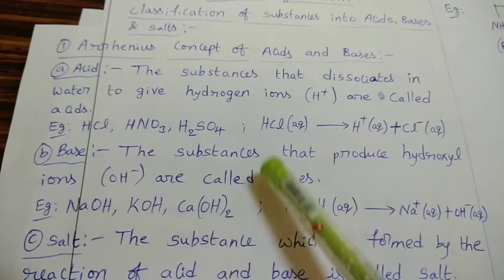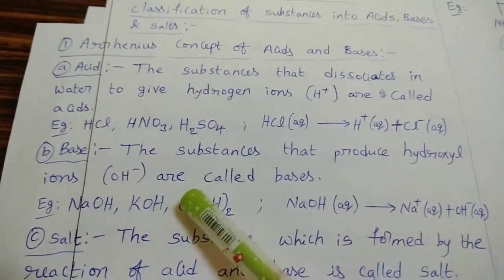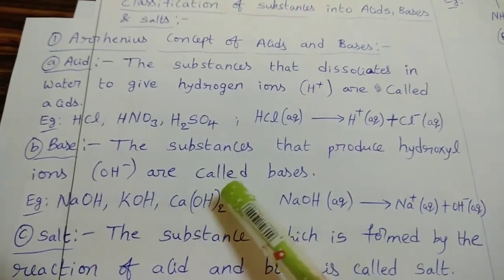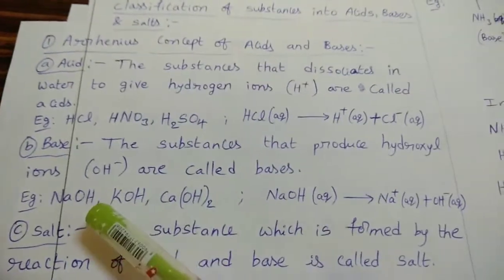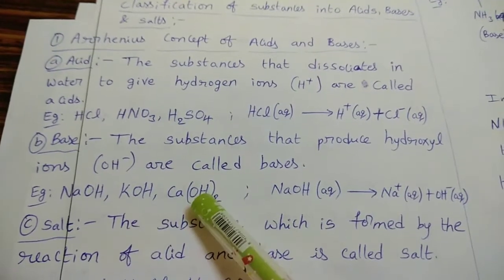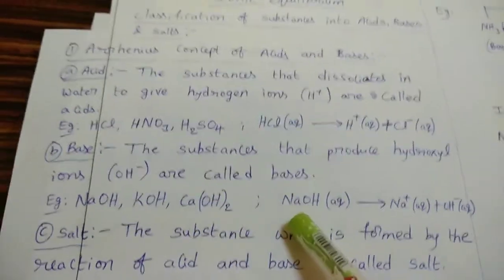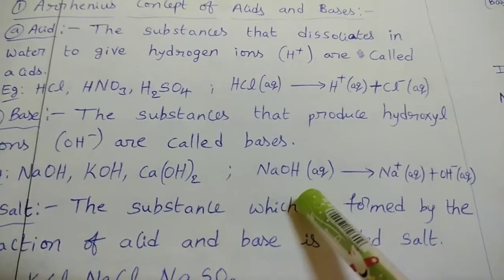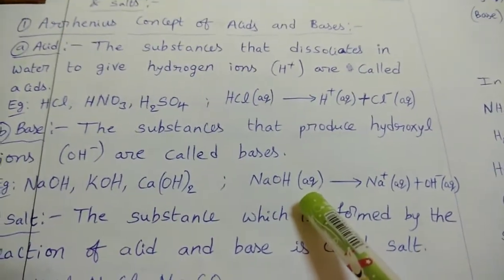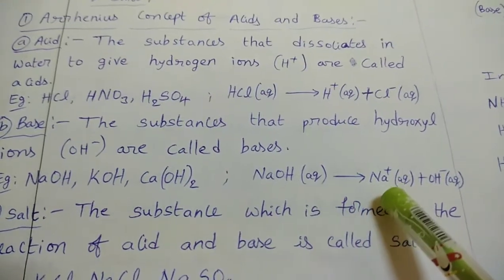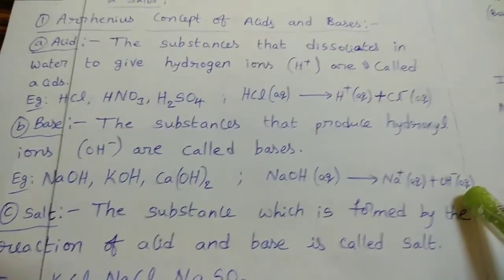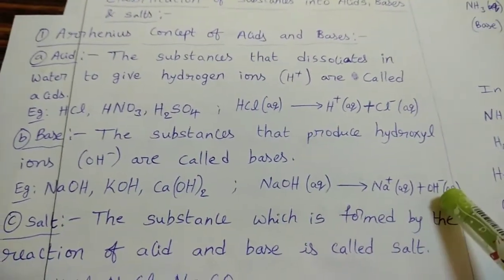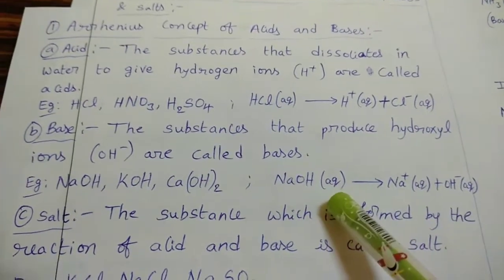Next, base, substances that produce hydroxyl ions, means OH-, are called bases. Example, NaOH, KOH, Ca(OH)2, etc. NaOH dissolve in water, we can get aqueous solution of NaOH. Then it undergoes ionization and produces Na+ and OH- ions. So it releases OH- ions in water. That's why it is a base.